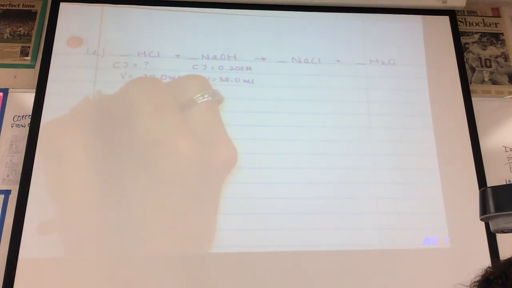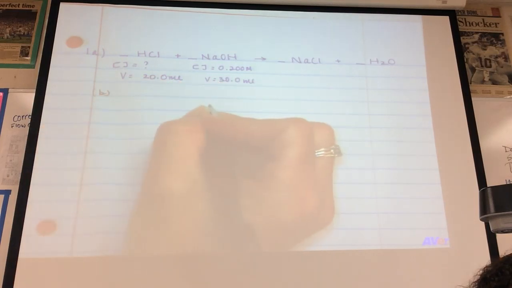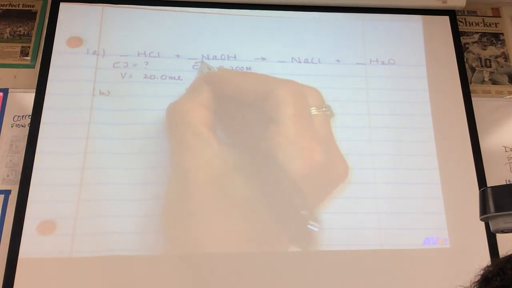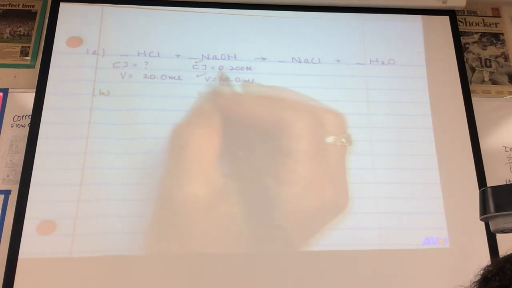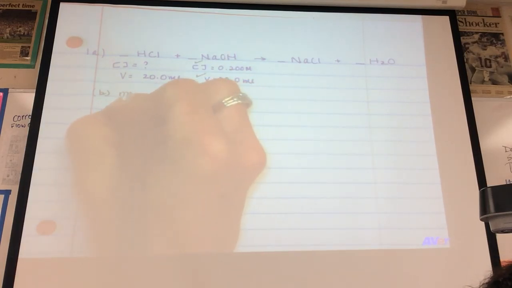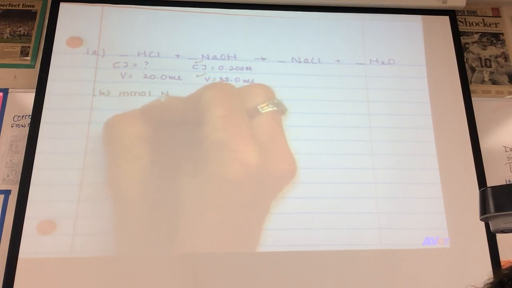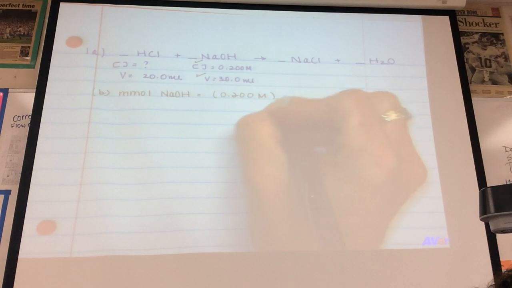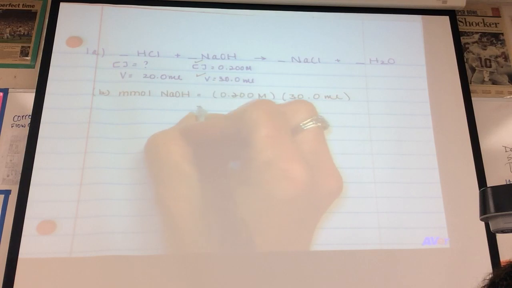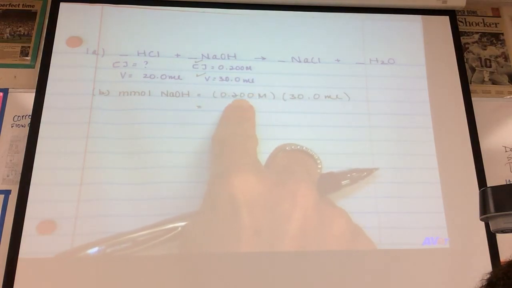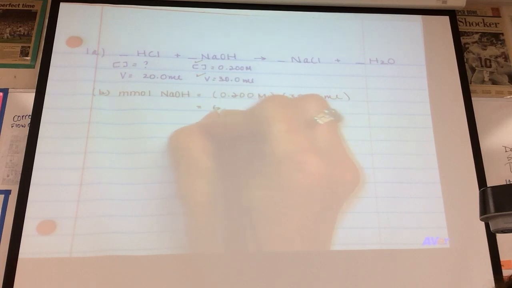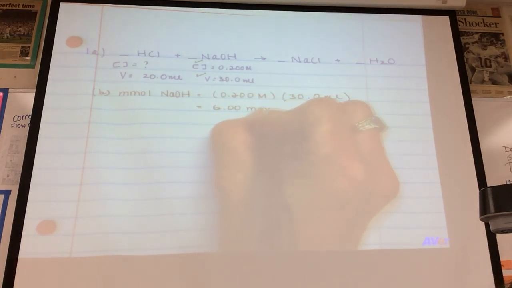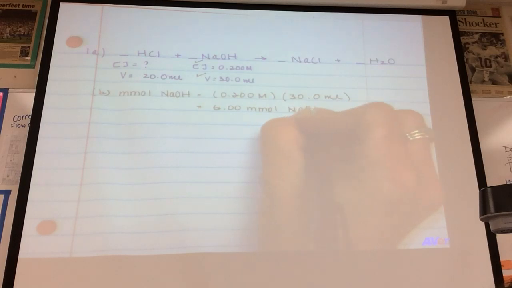The first thing I'm going to do is get millimoles of the acid or the base, whichever I have both the concentration and the volume of. In this case, sodium hydroxide. So I'm going to get millimoles of the base by multiplying the concentration times the volume. And for a lot of these problems, you don't even need a calculator. This is essentially 2 times 3, which is 6 millimoles of sodium hydroxide.